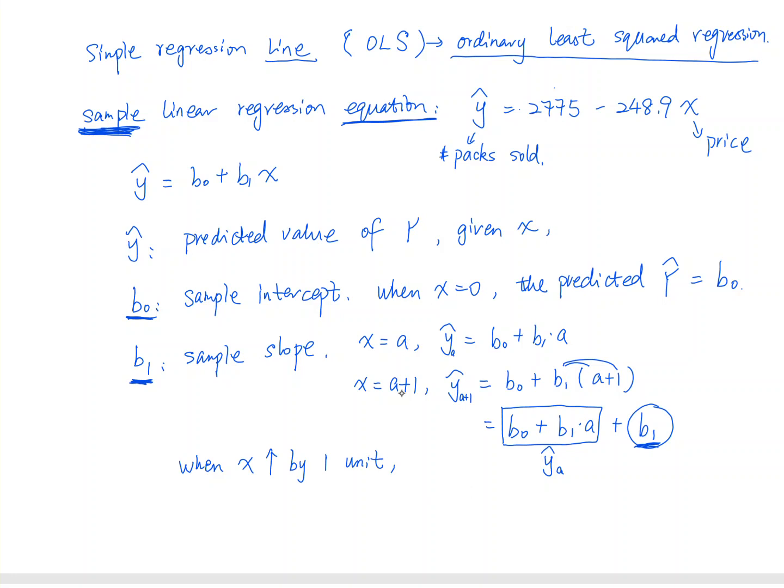When x increases by 1 unit, the predicted value of y, which is y hat, will increase by the slope, which is b1. Alright, so let's look at the example.